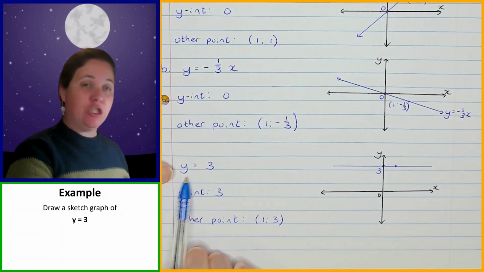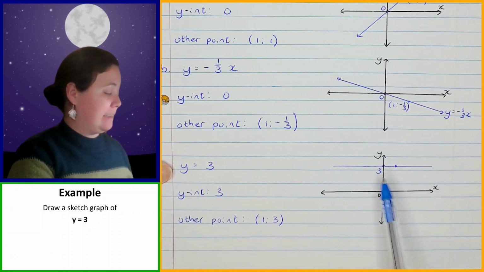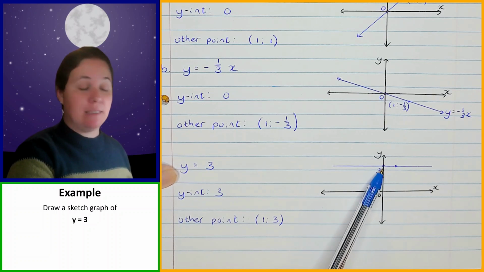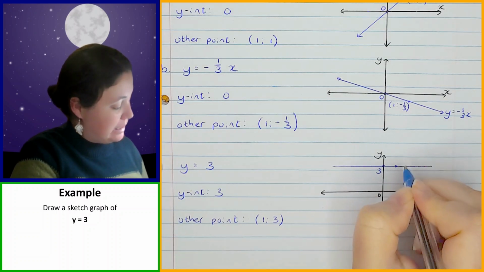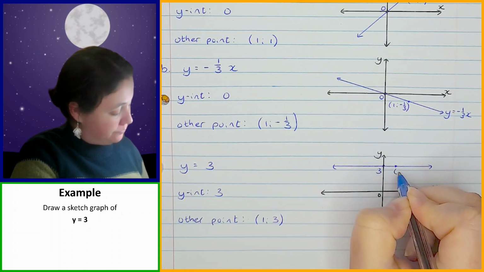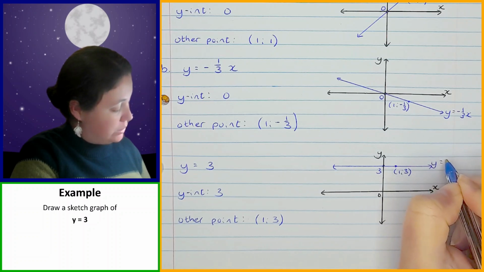Whenever you have an equation like this, y equals a number, your line must always be parallel to the x-axis. If it's y equals a number, it's going to cut through the y-axis, and it's parallel to the x-axis. So here I've got my graph. This is the point over here, 1, 3. And my equation is y equals 3.